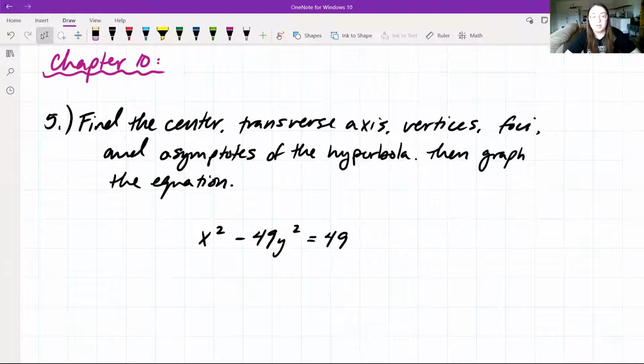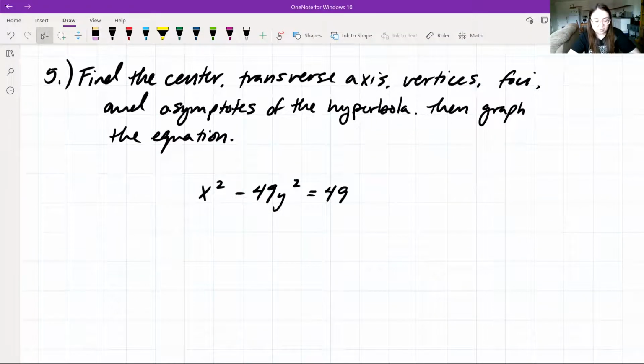So number 5, we want to find the center, the transverse axis, the vertices, the foci, and the asymptotes of the hyperbola. Then we want to graph the equation. For the sake of our review and the fact that we will be finding all of these values, when we go to graph our equation, we will just graph it in Desmos and take a look and make sure that everything checks out and everything is okay.